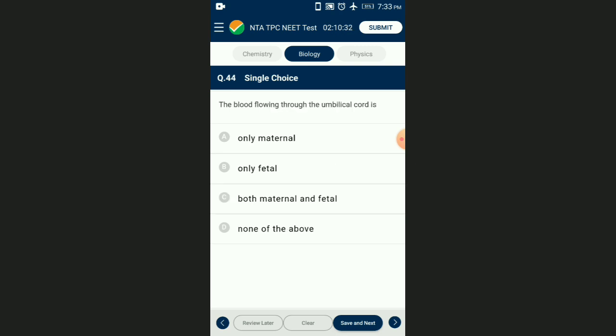Question number 44. The blood flowing through the umbilical cord is. Pregnancy is established approximately 1 week after fertilization. The blastocyst embeds itself in the thickened wall of the uterus through a process called implantation. Implantation is followed by the appearance of finger-like projections on the trophoblast called chorionic villi, which are surrounded by the tissue and maternal blood. So the answer for this question is option B.